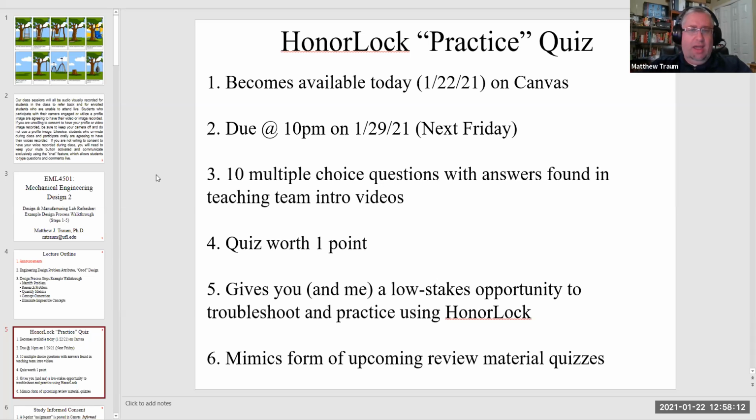And then 2, I want to kick the tires on Honorlock. I've used Honorlock before in 4501, and I've discovered that the first time through, there are always problems with people having the wrong drivers, or using the wrong browser, or not having the login credentials required. And so I want to make sure that we solve all of those problems in a really low stakes situation, so that when you take the real quizzes, which will be coming in the next couple of weeks, all of the Honorlock issues are all sorted out.